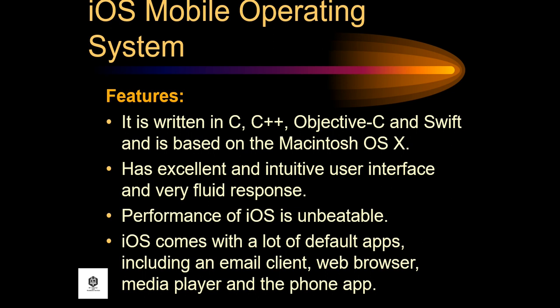Some features of the iOS mobile operating system are: it is written in C, C++, Objective-C, and Swift, and is based on Macintosh OS X. It has an excellent and intuitive user interface and very fluid response. Performance of iOS is unbeatable. iOS comes with a lot of default apps including an email client, web browser, media player, and the phone app.